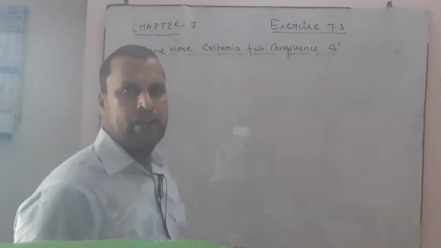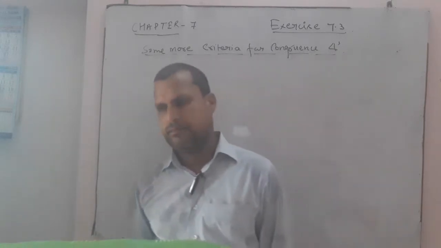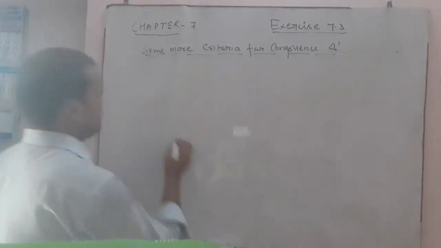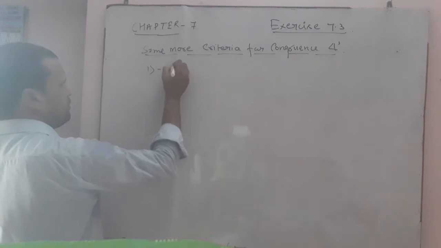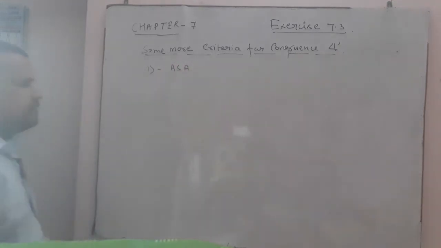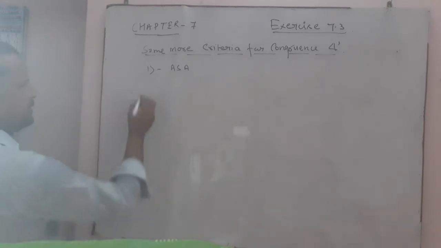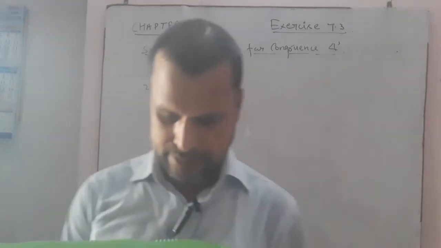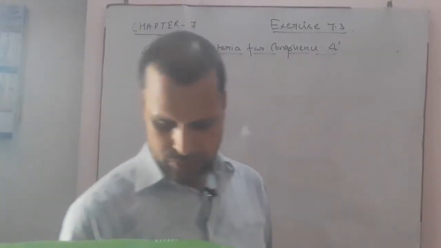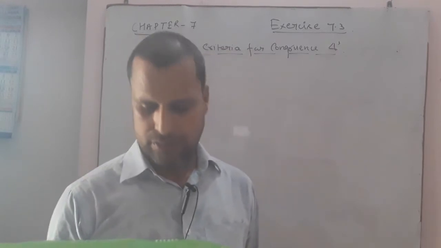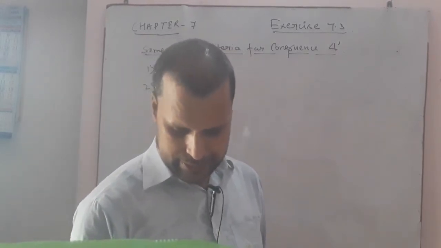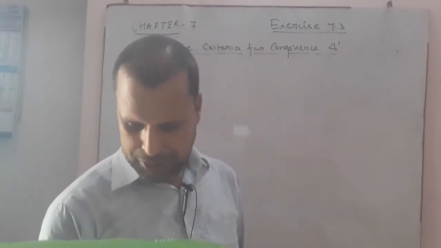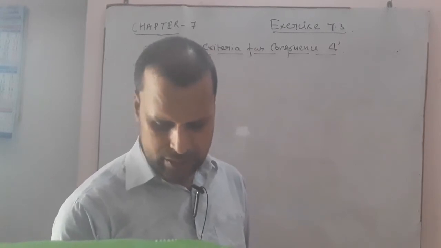We already learned the criteria. First one is the ASA and second one is the SAS. Then these two theorems we already proved, and after that, angles opposite to equal sides of an isosceles triangle are equal, proved.